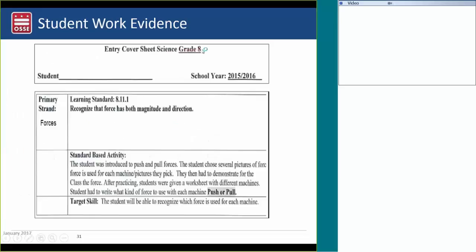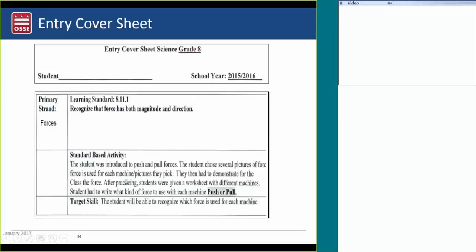Here is the learning standard for all students, taken from Appendix D, as in Delta, in the Procedures Handbook, or from the entry points document. Both of these pieces need to be included for the learning standard. Standards-based activity, here is a description of what the student is going to be doing, and the targeted skill. Student will be able to recognize which force is used for each machine. Okay.